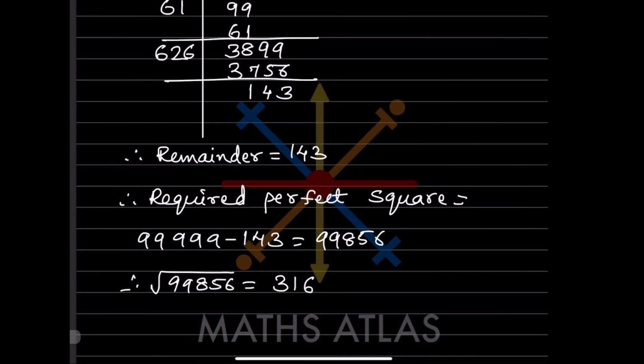So the square root of this is 316, and you can again just check with any method, either with the long division or what I did before, that is taking the 100 square and all. With that way you can check.